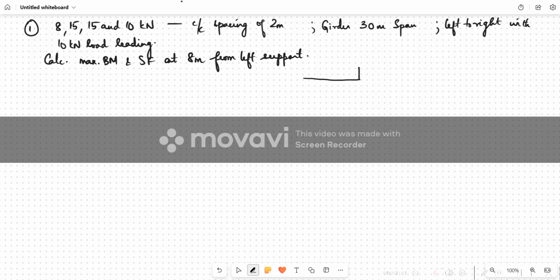So they have given that the 10 kilonewton load is the leading load and the loads are moving from left to right. So that means 10 is leading. So 10 coming first. Then after 2 meters, you have a 15 kilonewton load. After another 2 meters, you have the next 15 kilonewton load. And again, after 2 meters, you have the final 8 kilonewton load. This is the figure.